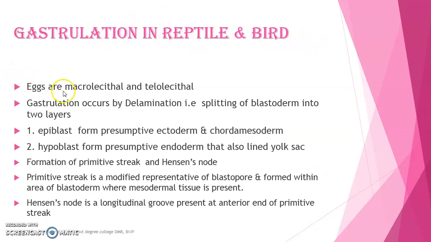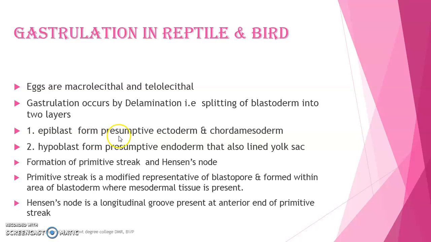Their egg is the same. They have a large quantity of yolk. So it is a macrolecithal, telolecithal egg, that means the yolk is present on one side, that is the vegetal pole. Gastrulation occurs by a process called delamination, which means the splitting of the blastoderm. Blastoderm is the roof of the archenteron. And as a result of this splitting, two layers are formed, epiblast and hypoblast.